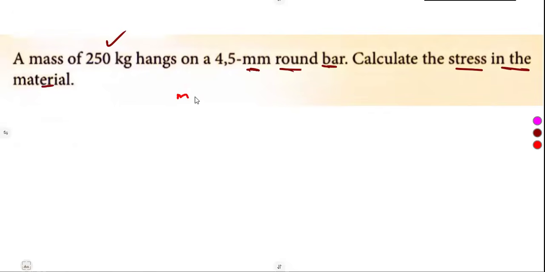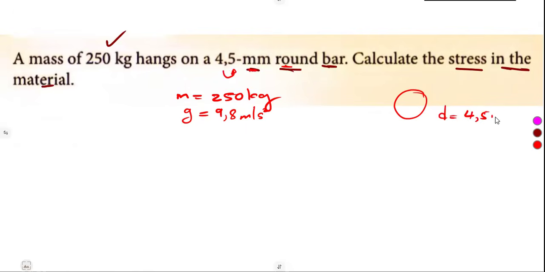We are given the mass according to the information, 250 kilograms. Also, the G you use is according to the one that you're given from your textbook. All right. As for exam purposes, remember that our G is 9.8 meters per second squared. So it hangs on a 4.5 millimeter round bar. That's a circular bar, so we are given its diameter, which is 4.5 millimeters.